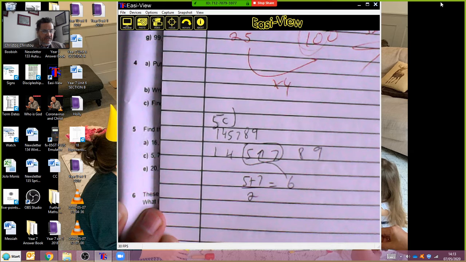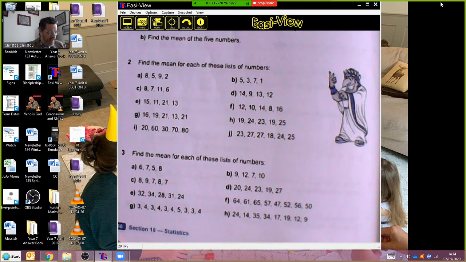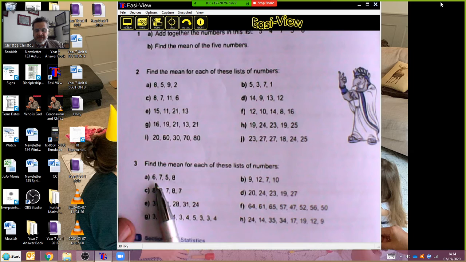Right, let's just move on. So we've got mode, we've got median, we've got range. Mean is quite easy. I'm not even going to demo it. So somebody talk to me, like Sophie, talk to me about how to find the mean of these numbers: 6, 7, 5, 8. That goes to Sophie Stanton. Go, Soph.